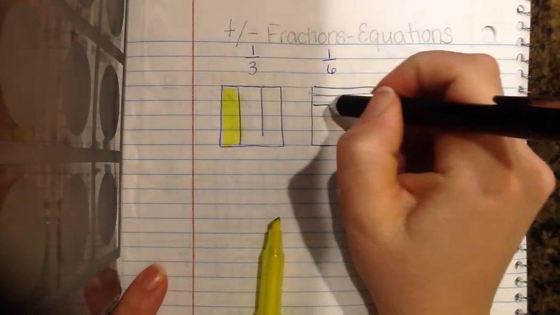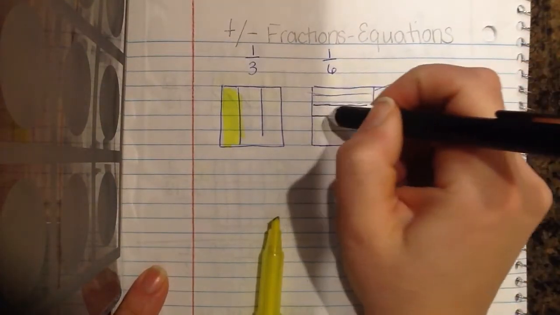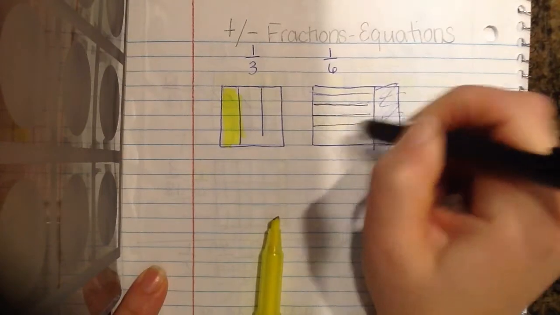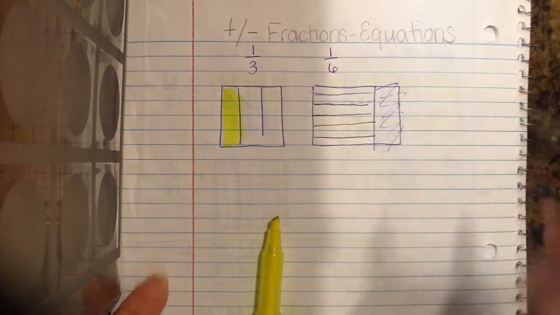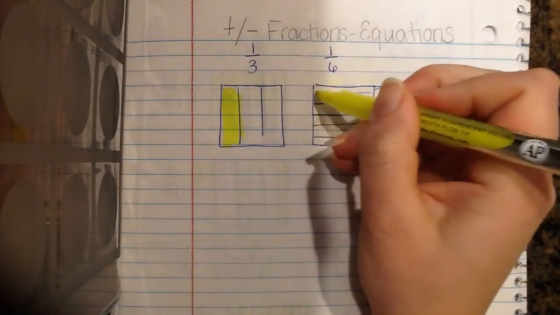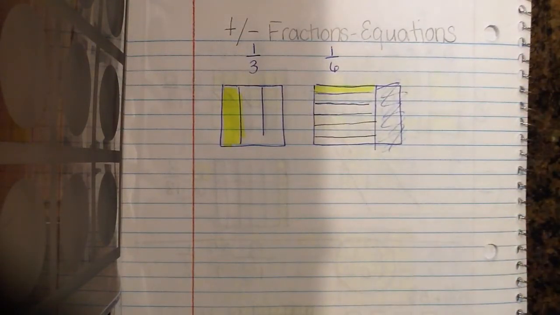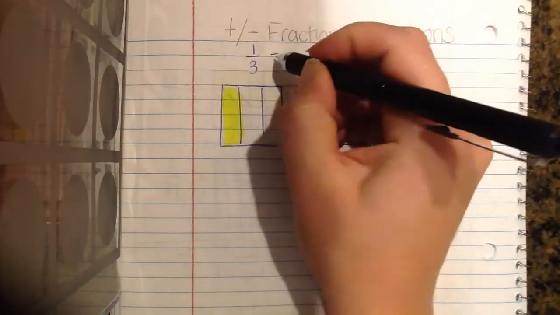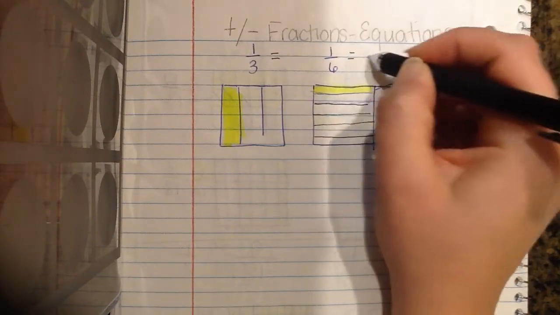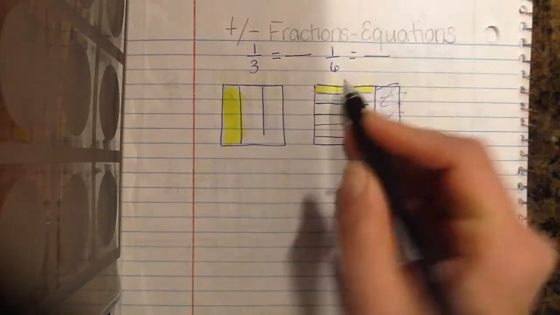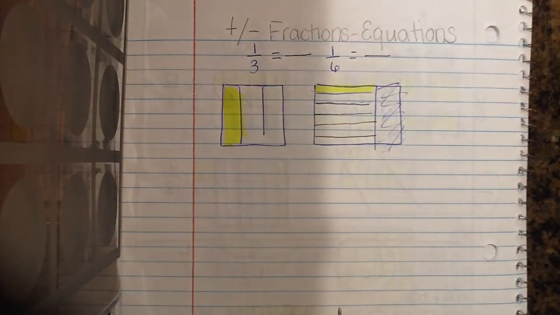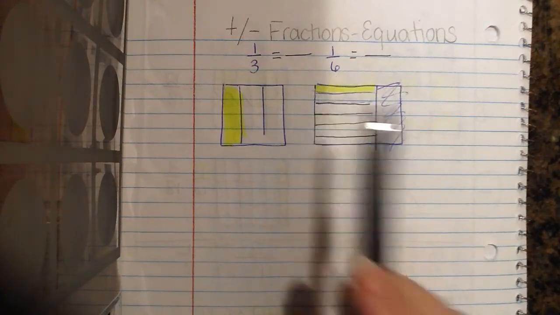All right. 1, 2, 3, 4, 5, 6. And how many am I coloring in? 1. I cannot compare these when they are 2 different models. So how am I going to find common denominators? So my goal is to make these 2 have common denominators. What do I need to do to find common denominators?